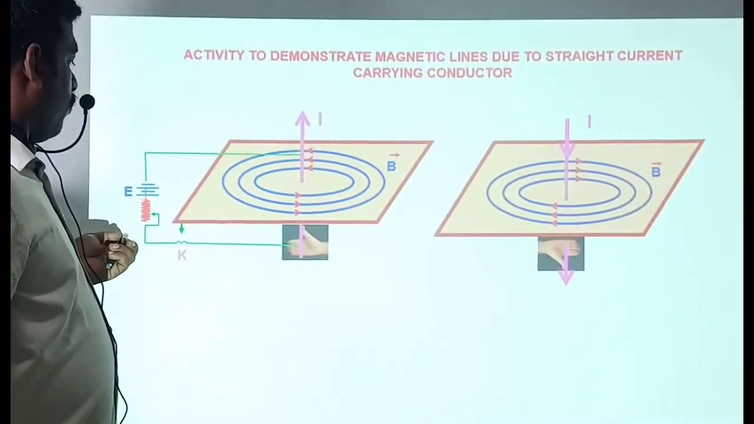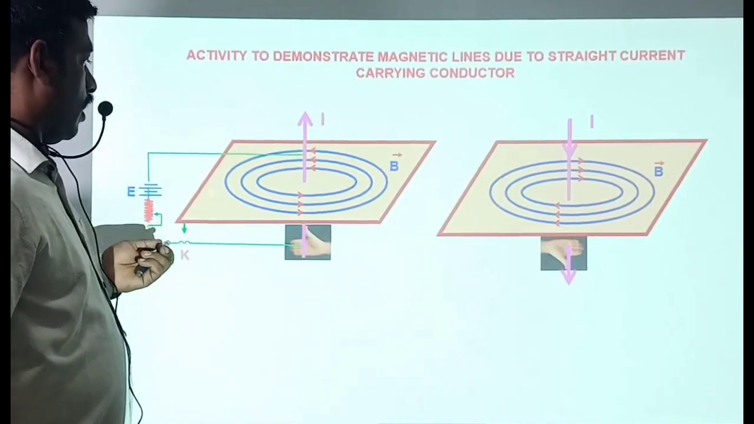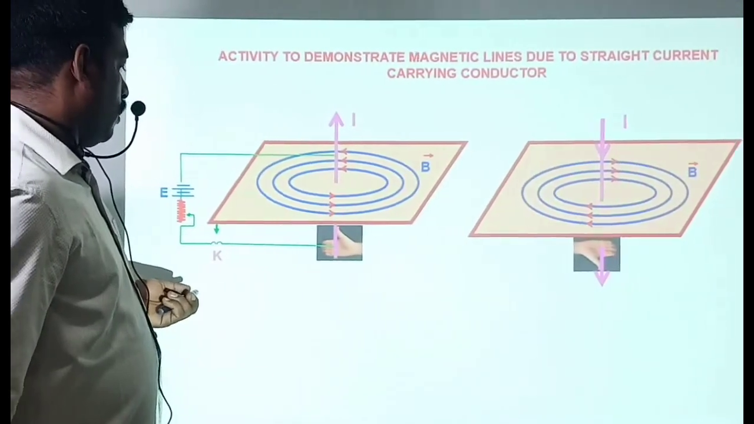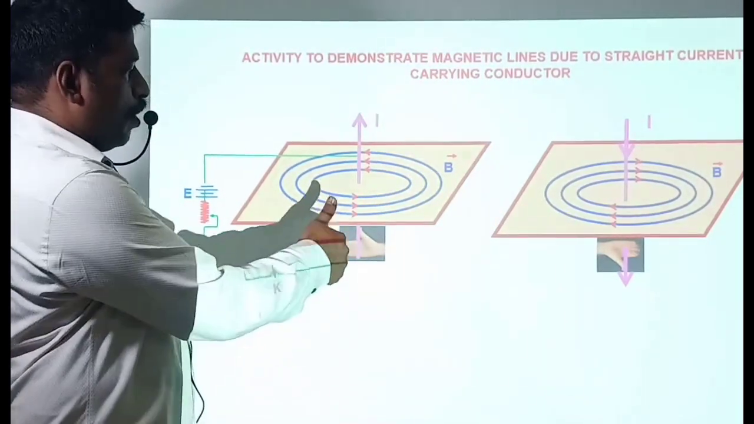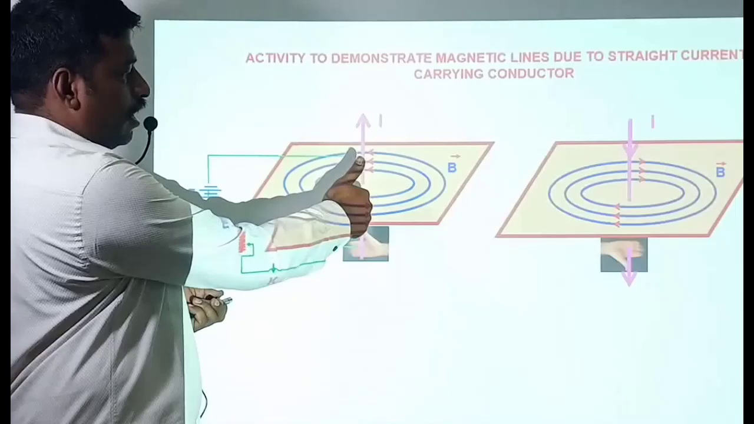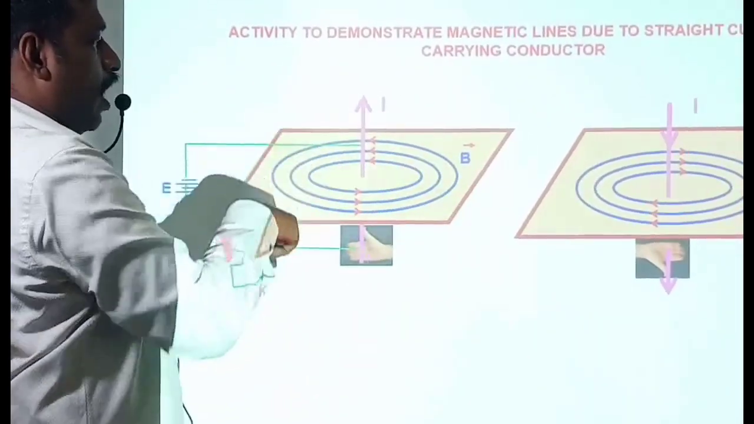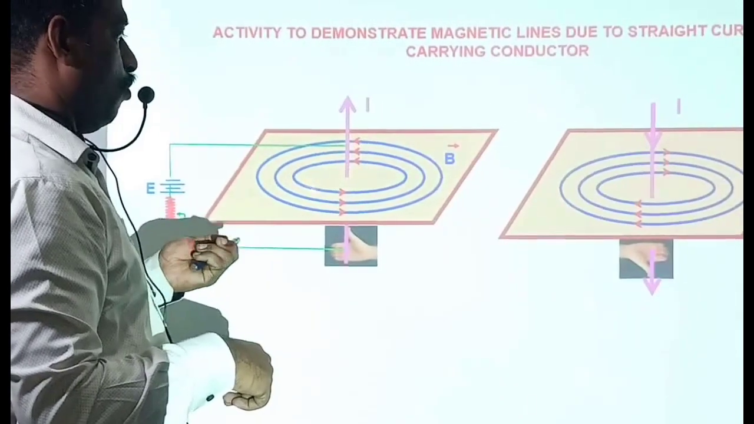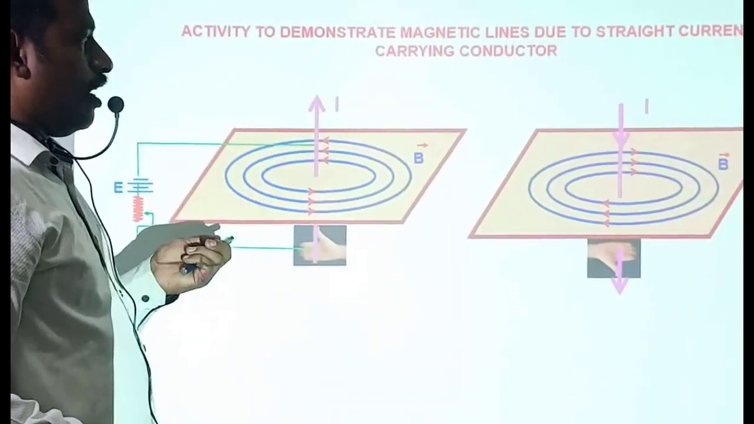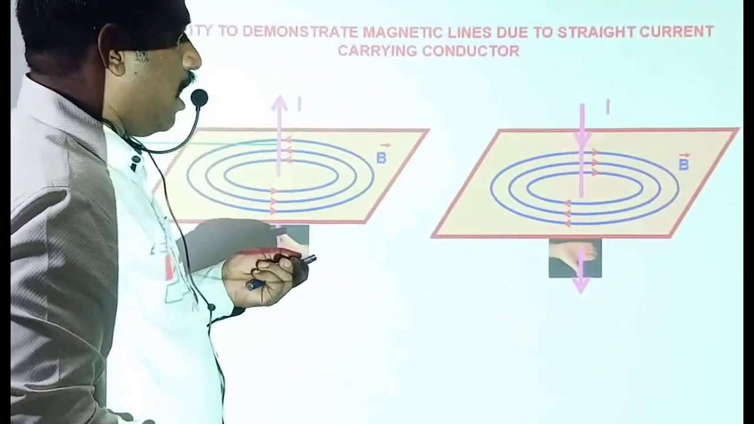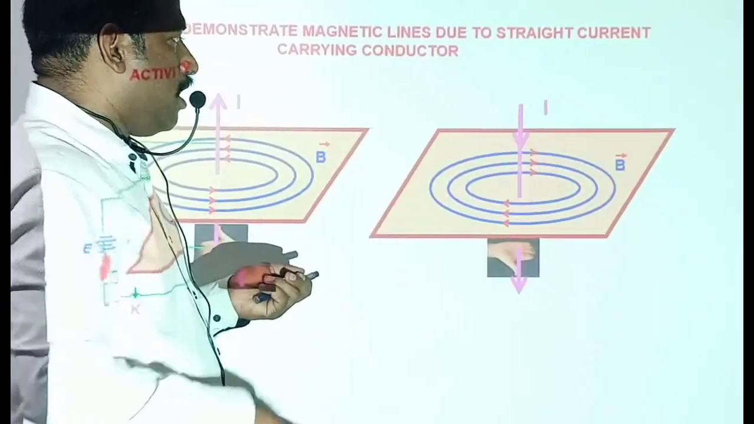Here we observe the battery positive placed here and negative placed there, so that the current is moving in this conductor in the anti-clockwise direction. When I switch on the key, you can see that the current in this conductor produces concentric circles, which are also in the anti-clockwise direction. Here, when I see the loop from the top, it appears anti-clockwise.